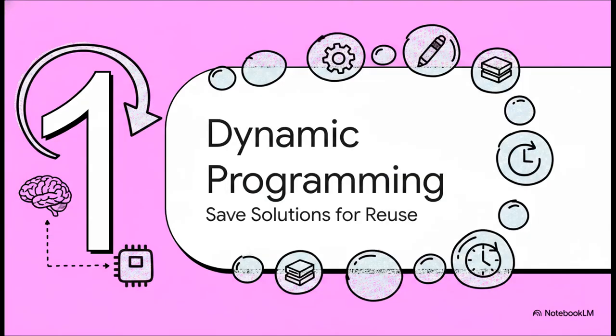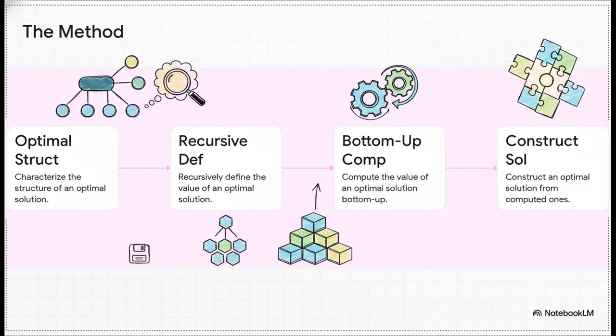All right, Part 1, the dynamic programming paradigm, or, as I like to think of it, saving solutions for reuse. Okay, let's jump right in. Dynamic programming is a brilliantly efficient method used specifically for optimization problems. The core idea here is really simple, but is incredibly powerful. We use this approach when our subproblems share subproblems, meaning instead of solving the exact same pieces of a puzzle over and over and over again, we save our solutions for reuse.